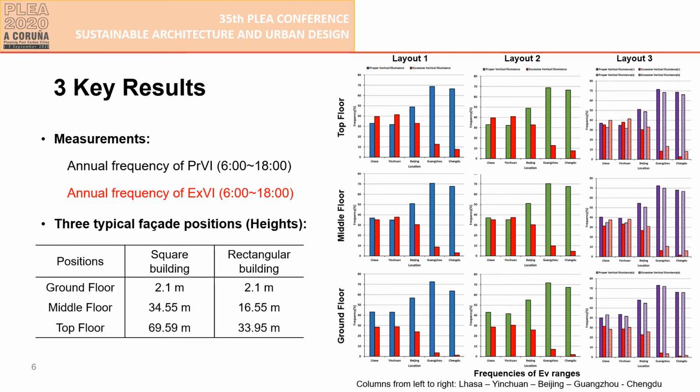The differences between the 3 facade positions are larger in Lhasa and Yinchuan, but less clear in Guangzhou and Chengdu. For each facade position, it has been found that frequencies of the same range are similar between layout 1 and 2. For layout 3, rectangular buildings would receive slightly higher frequencies of proper illuminance than square buildings.